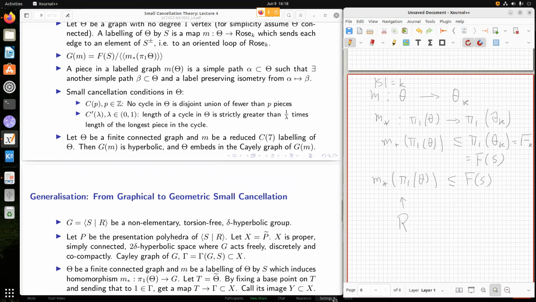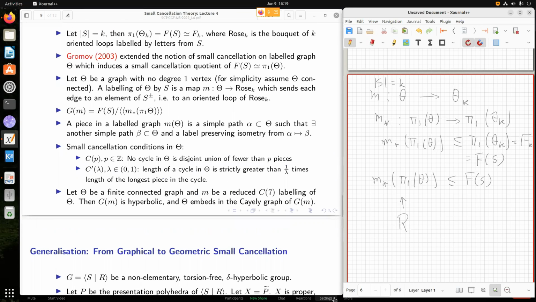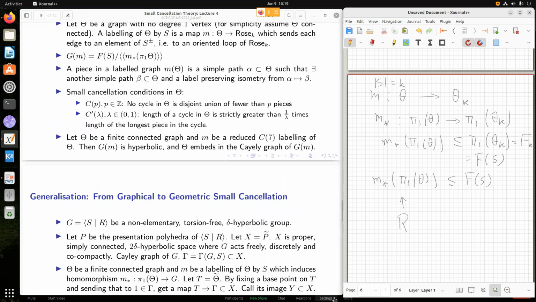So let theta be a finite connected graph. So this is the small cancellation theorem. Let theta be a finite connected graph and M be a reduced C7 labeling of theta. You recall that M was a map from theta to the rows that was giving the labeling. So what we take here is theta is a finite connected graph and M is a C7 labeling. That is, no cycle is a disjoint union of fewer than 7 pieces. At least 7 pieces you have in all of the cycles that are there in theta.